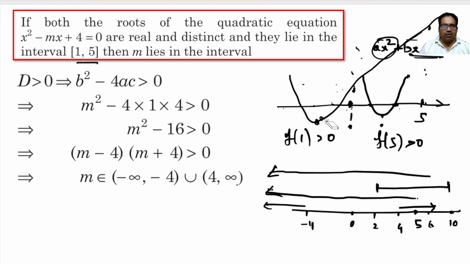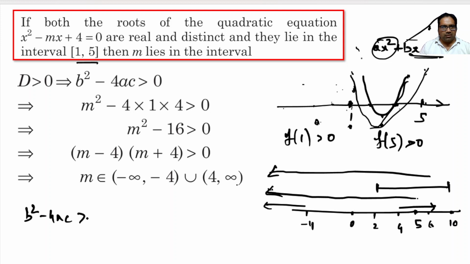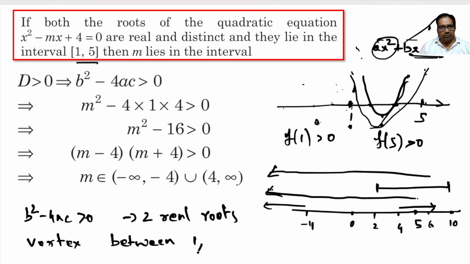Then only when f of 1 is positive and f of 5 is positive, the graph will look something like this. So we have three conditions. b square minus 4ac is greater than 0, that means two real roots. Then vertex between 1 and 5.